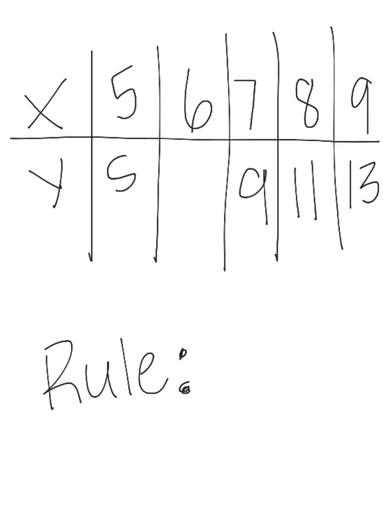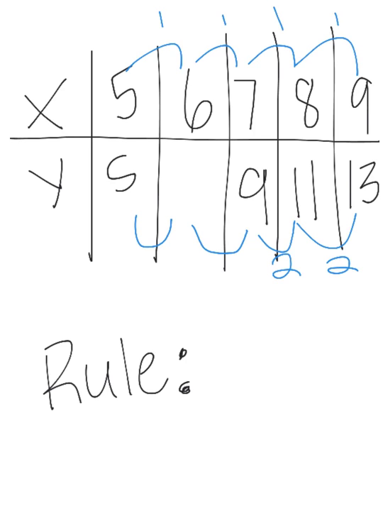So again, look for my pattern. So I have 5 to some number, and some number to 9. 9 to 11 is 2. 11 to 13 is 2. Up here it's all 1. So that tells me the first part of my rule is y equals 2x. That pattern always goes in front of x.